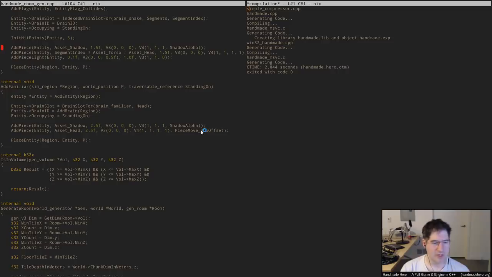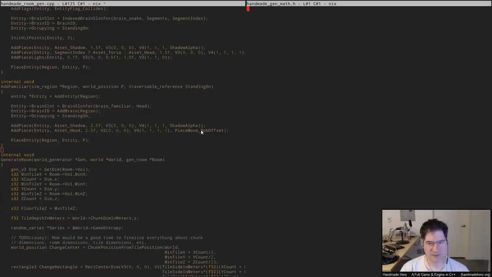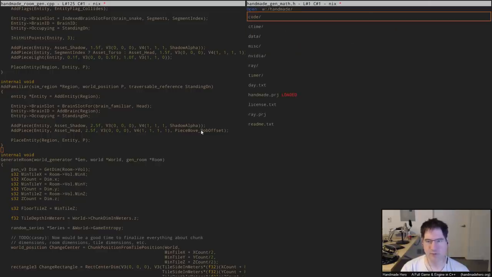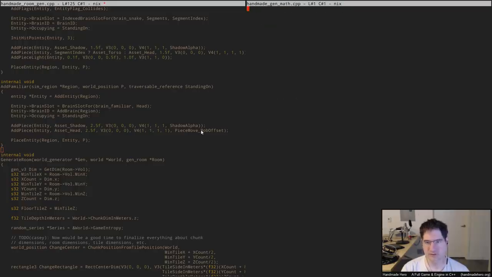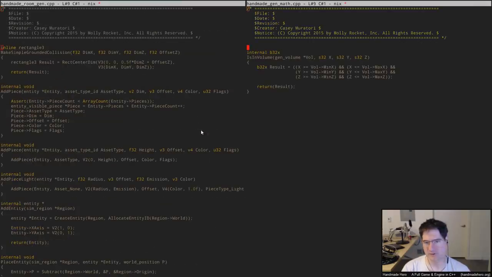So let's see here. All right, so we're not quite there yet, as far as placing rooms is concerned, but that's basically what we need to do. So let me go ahead and pull this out. I would like handmade Gen volume, or I don't know if Gen V3, Gen math, I don't know. And again, these are just special purpose routines that happen to work however we want them to for just this particular case. So they're not real math routines, they're special kinds of math routines.